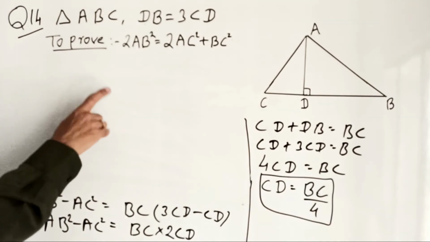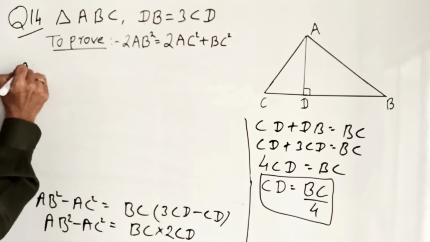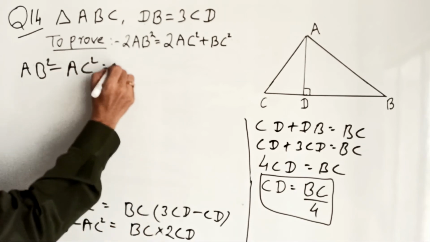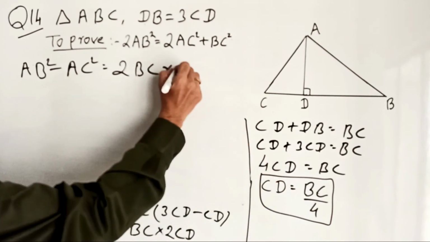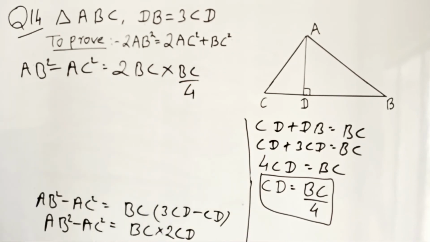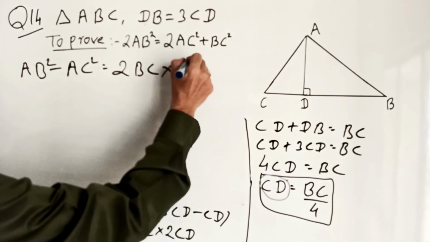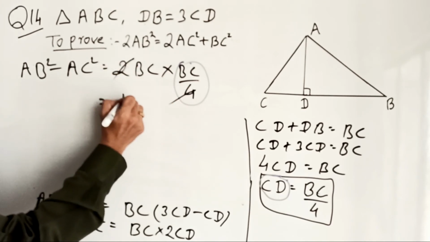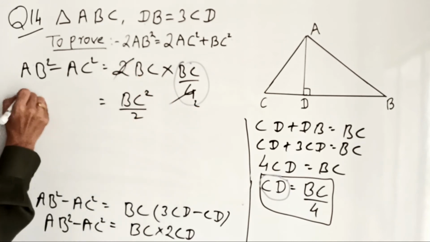So we will use this CD is equal to BC upon 4 in this equation. So I erase this portion, you can see in the back. Now CD is equal to BC upon 4, we'll use here. So we will write here AB square minus AC square is equal to 2 BC into CD. So in place of CD I am using BC upon 4. Okay student, you can see it. Now this will be cancelled. It will be BC into BC, means BC square upon 2, 2 to the 4.